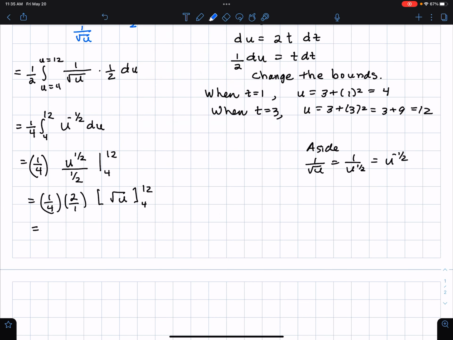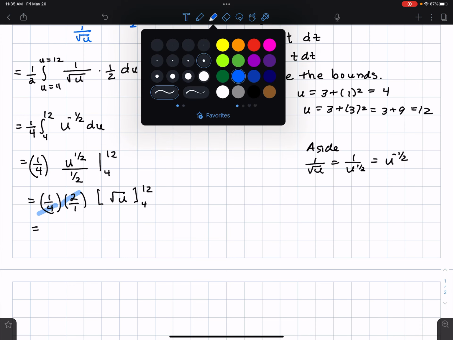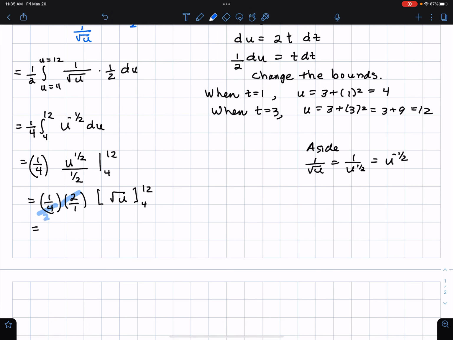There's a little bit of cancellation here, where 2/4 is 1/2. So that's 1/2, and then I put in square root of 12 minus square root of 4. This equals 1/2 times: 12 is 4 times 3, so it's square root of 4 times square root of 3, and square root of 4 is 2, and then square root of 4 is 2 again.